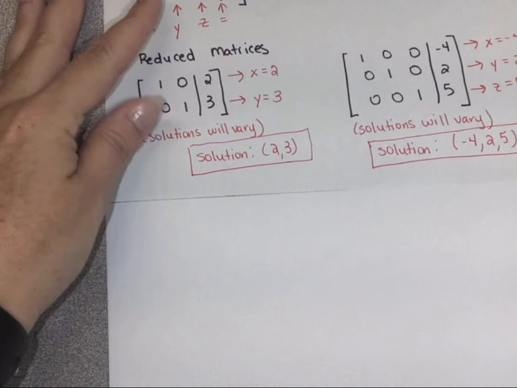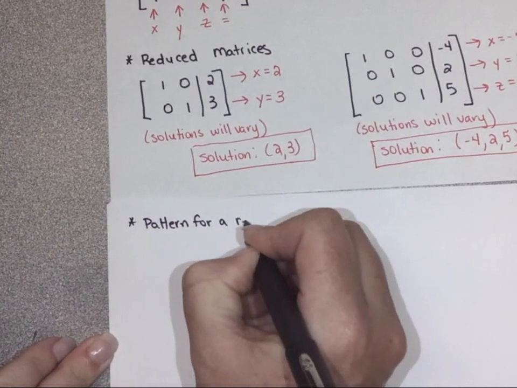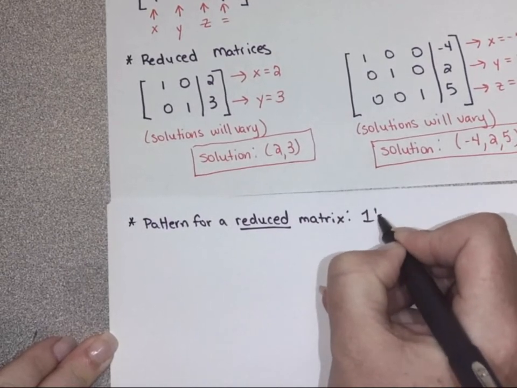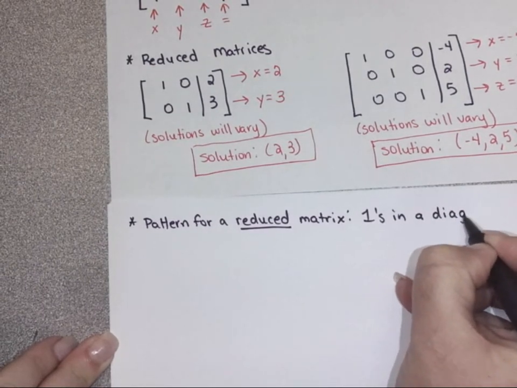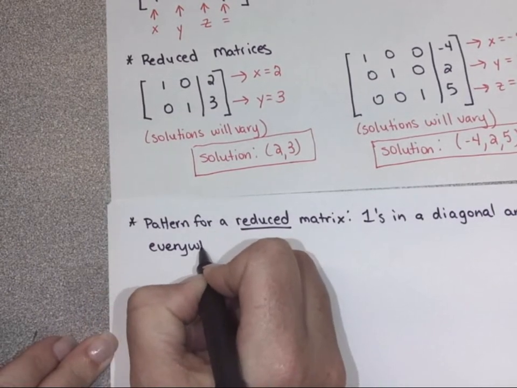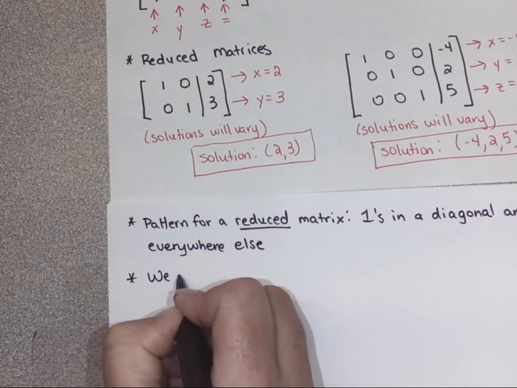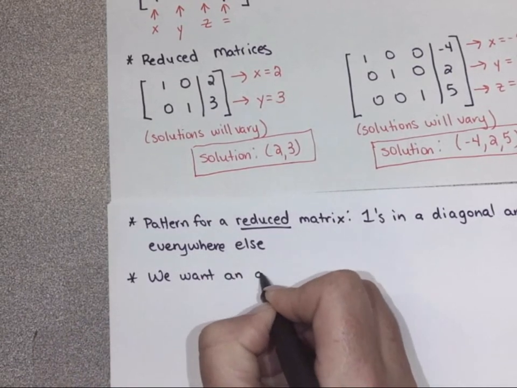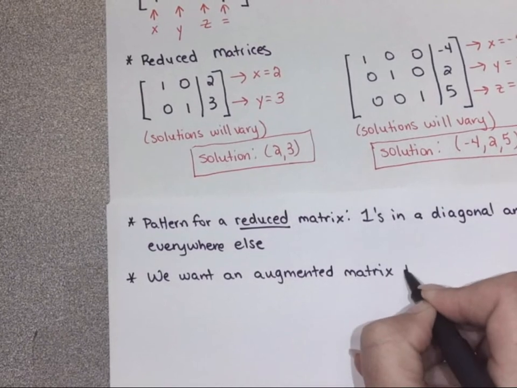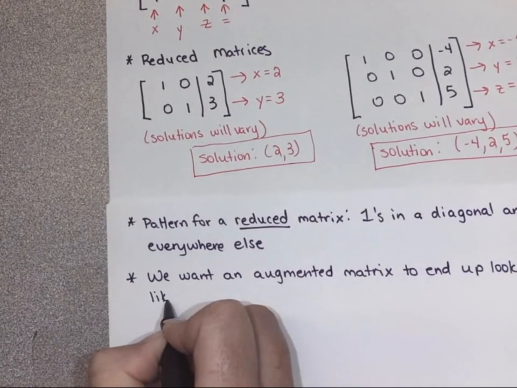All right, so let's go ahead and write down the gist of that. So the pattern for a reduced matrix is ones in a diagonal and then zeros everywhere else. So just so you know, our goal is going to be to get our matrices to look like this. They're definitely not going to start off with this pattern, but we're going to want them in the end to look as close to this pattern as possible, because if they do, we'll be able to tell what X, Y, and if there is a Z, we'll be able to tell what that is too.